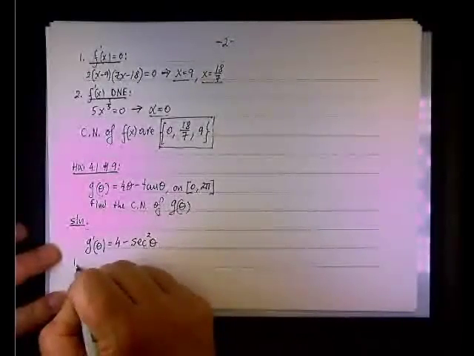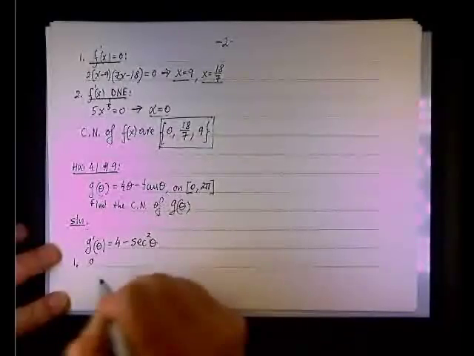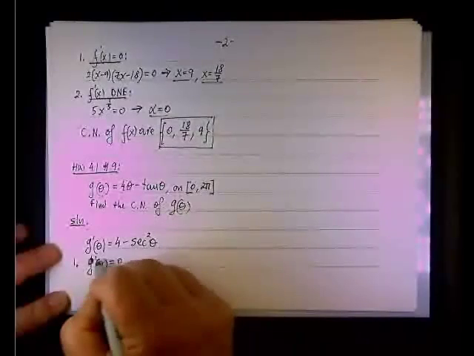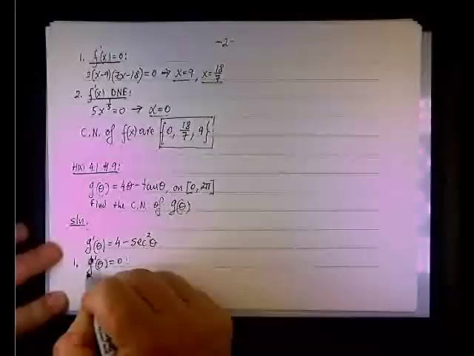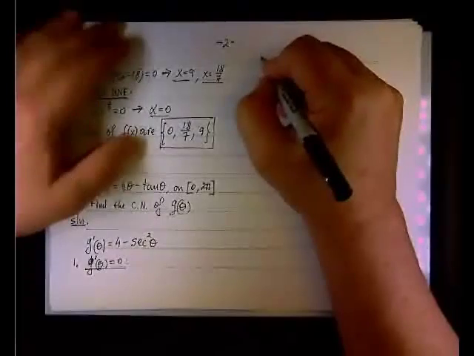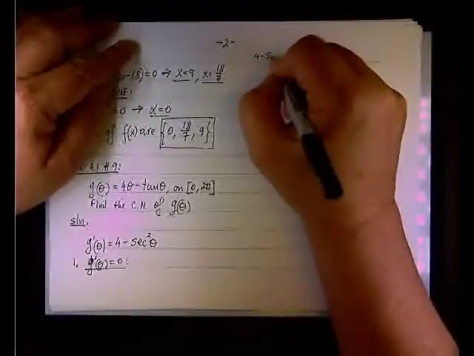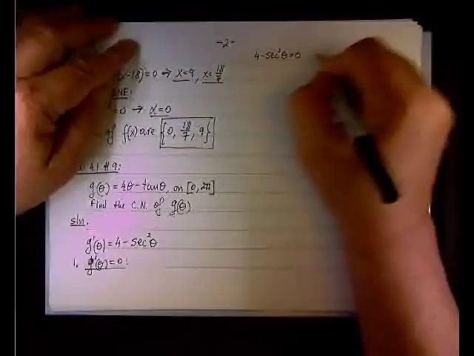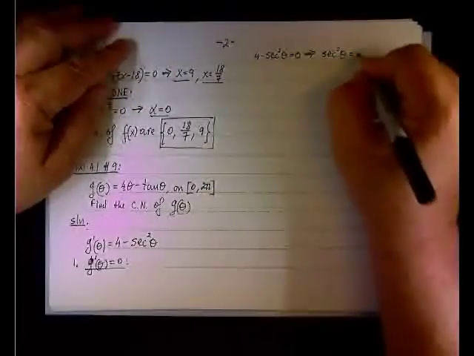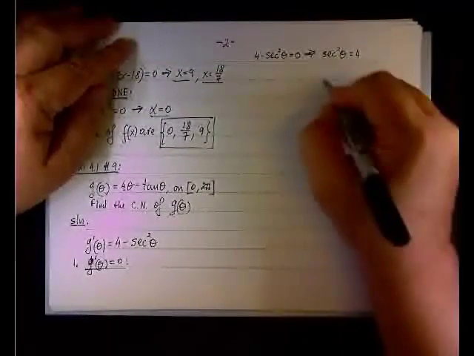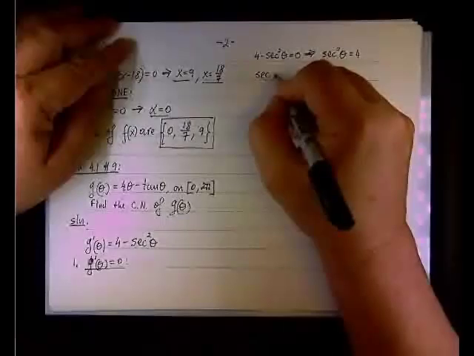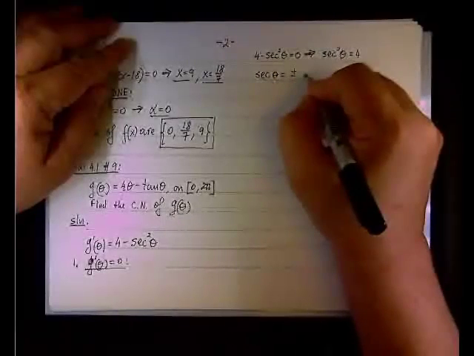Okay, so once again, we have the first case, g prime equal 0. So g prime of theta equals 0. This will happen when the secant squared equals 4, or the secant itself equals plus or minus 2.